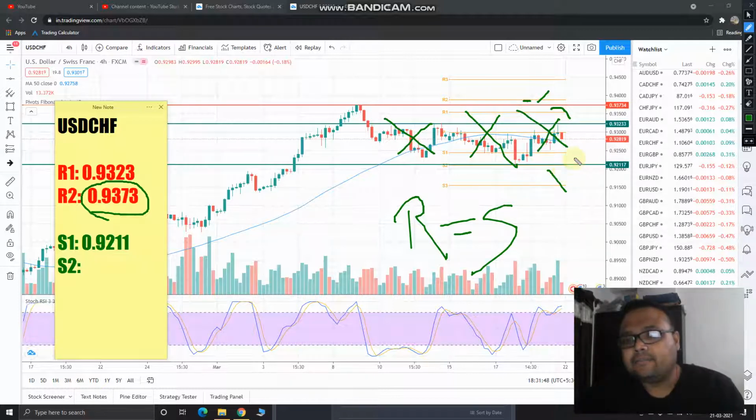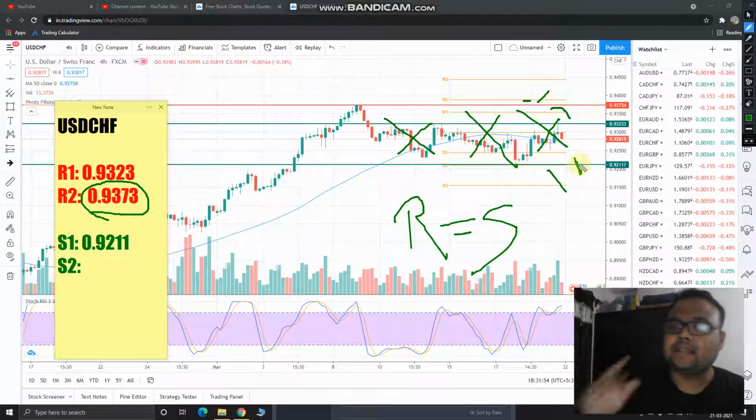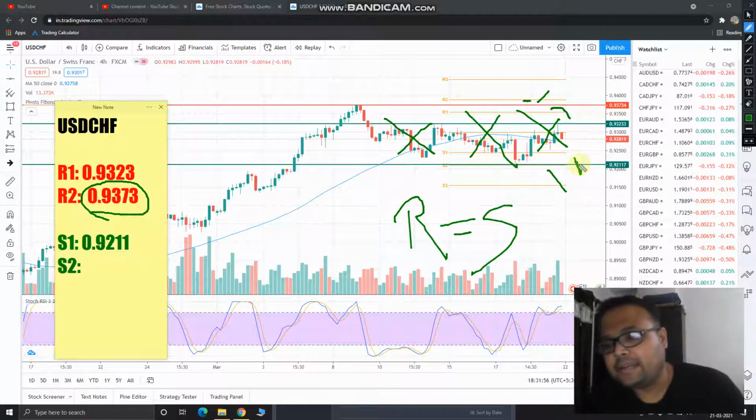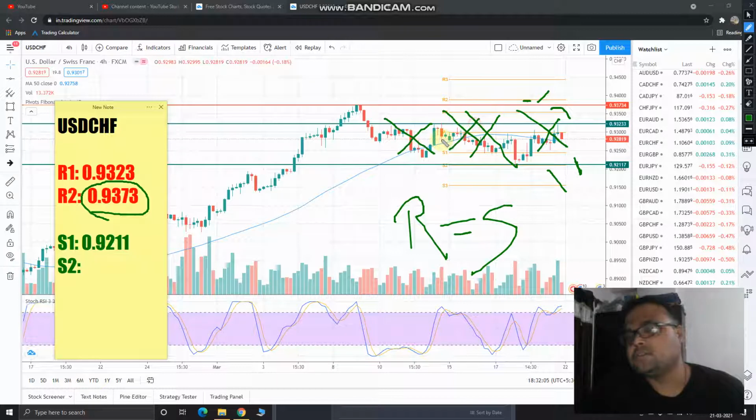And on the other hand, if the market crosses this level also, just stay away from the market for tomorrow. I'll be coming back tomorrow again with the analysis, so I'll tell you what you need to do next. So avoid USD CHF as long as it is trading in this range. So this is the simple analysis.